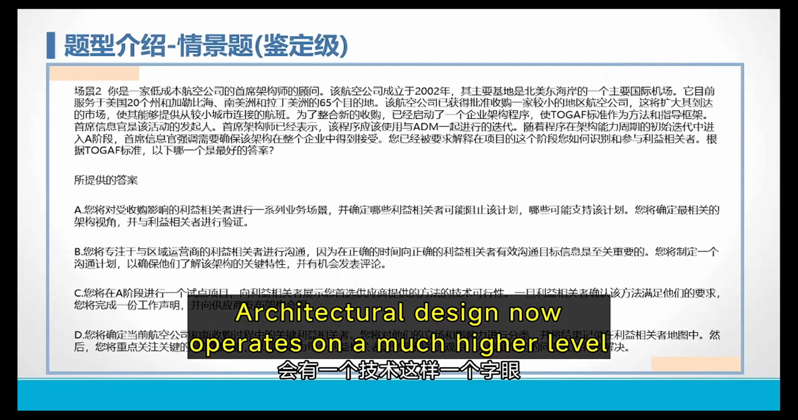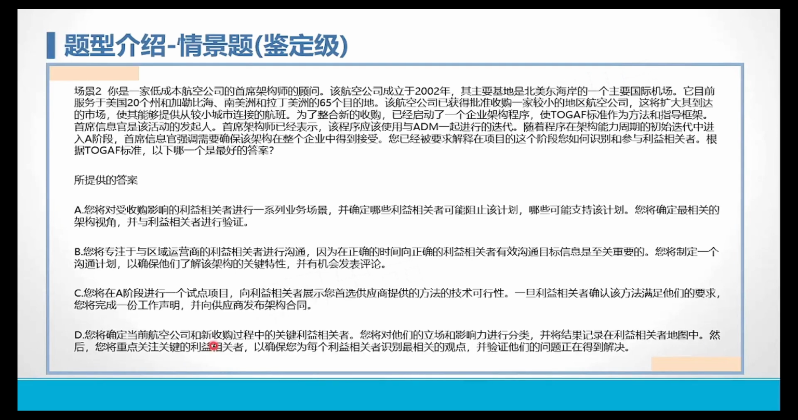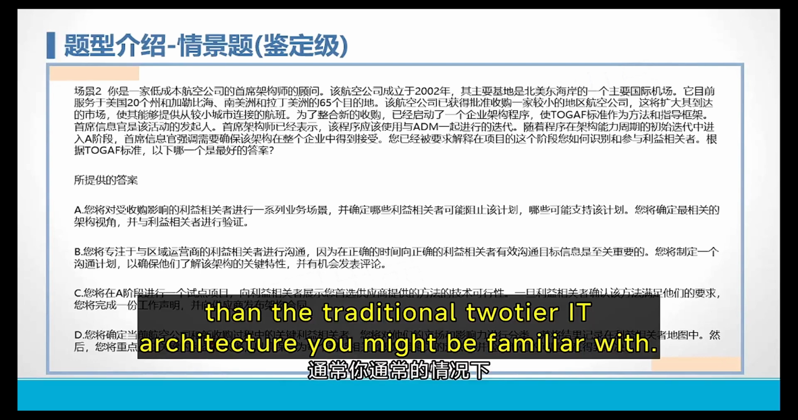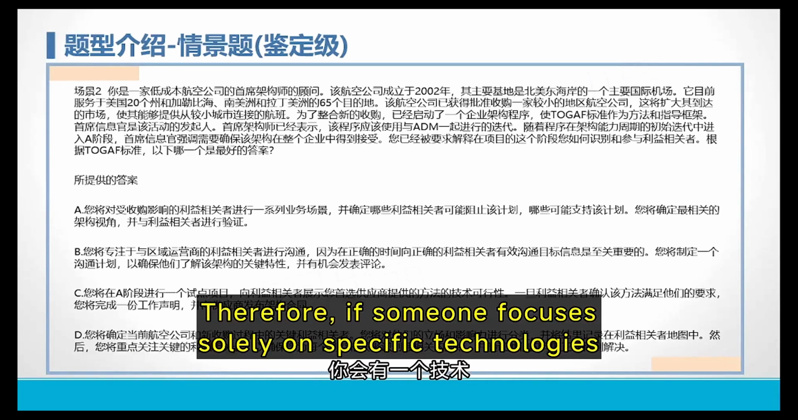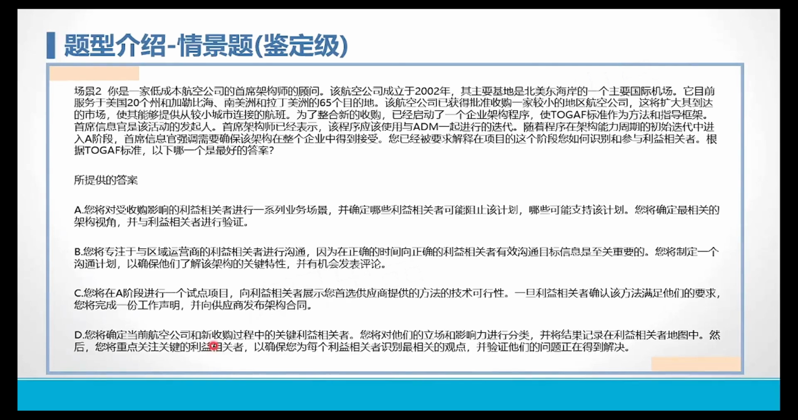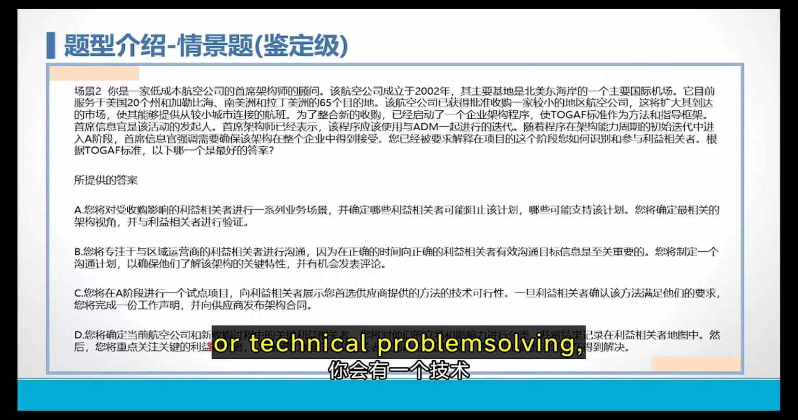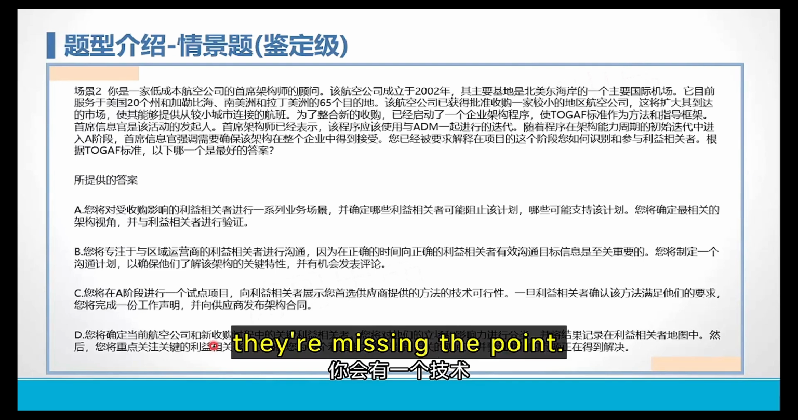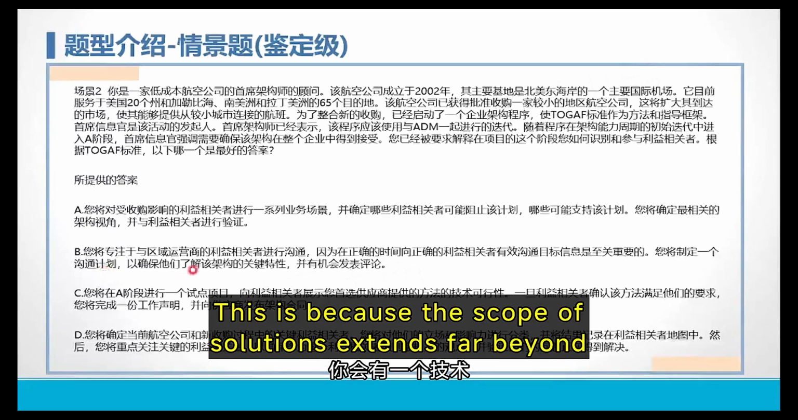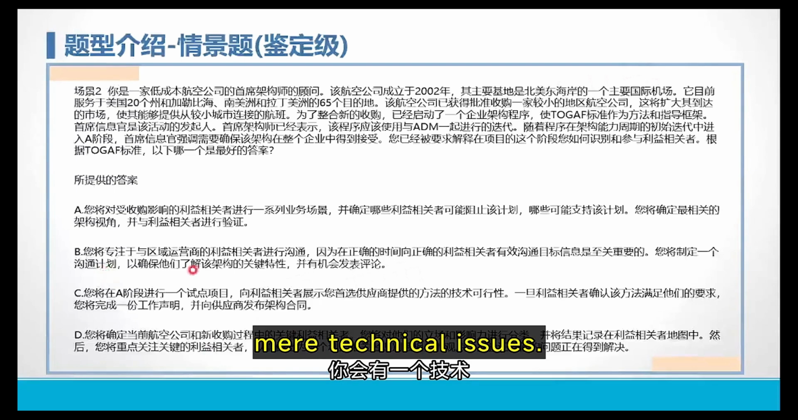Architectural design now operates on a much higher level than the traditional 2-tier IT architecture you might be familiar with. It's at least 1 or 2 levels more complex. Therefore, if someone focuses solely on specific technologies or technical problem solving, typically, they're missing the point. This is because the scope of solutions extends far beyond mere technical issues.